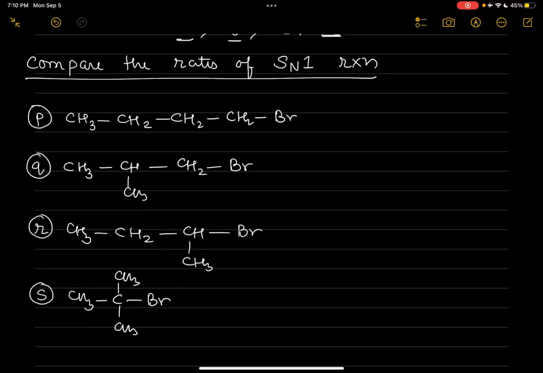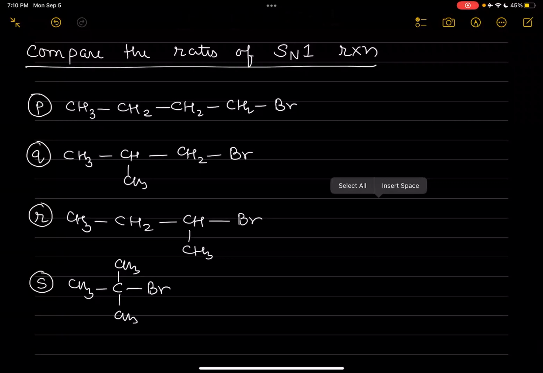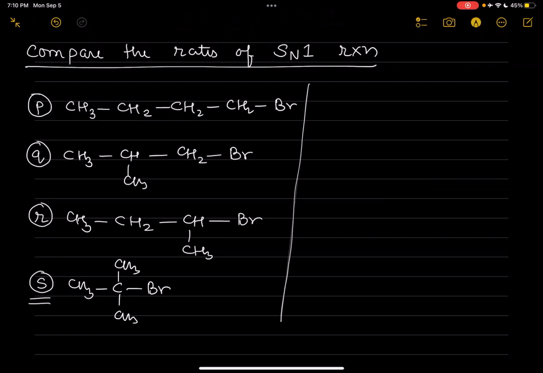Absar, Imad, Rayan, Anushka, tell me. Which one can form a more stable carbocation? First of all, tell me. Faster or slower? Yeah, fastest. Which one? Option A is going to be the fastest. Okay, we are going to compare the stability.